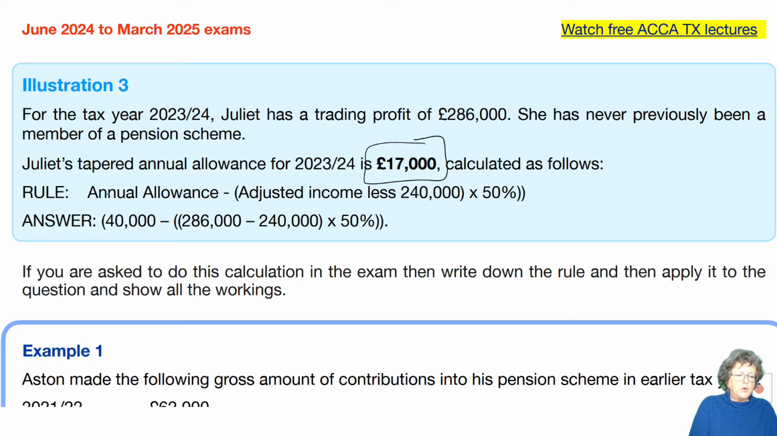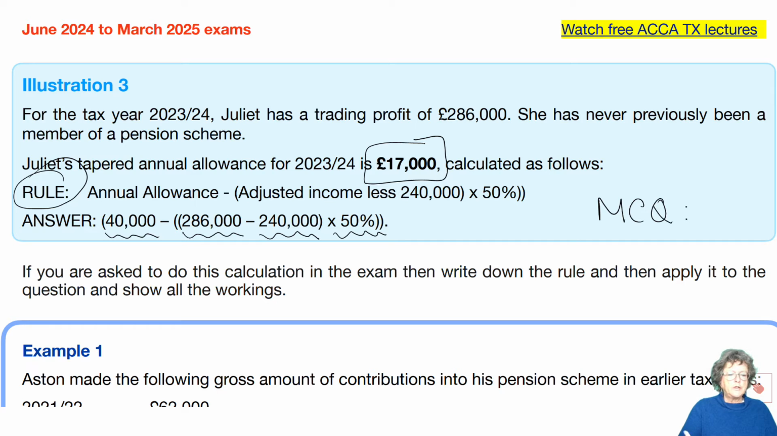So the rule, we like a rule, is the annual allowance minus the adjusted income less 240,000 times 50%. That's the rule. And sometimes it's easier to learn the rule than the bits that are above this illustration. So you could write that out, log it in here, and then you simply put the numbers in. So the annual allowance is 40,000. That's her adjusted income from the question. That's the limit which you have to remember, and divide that by 2, which will bring you to 17,000. So you can see that being a multiple choice question quite clearly.